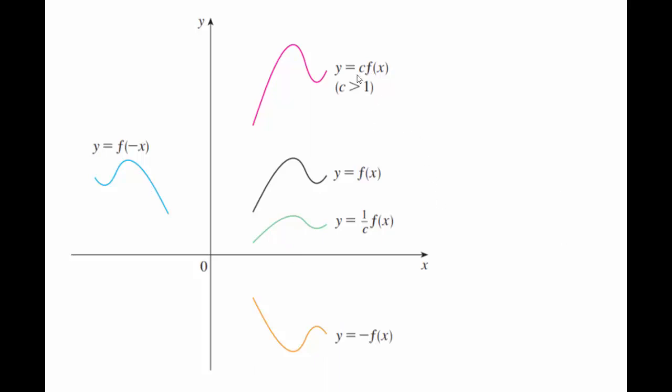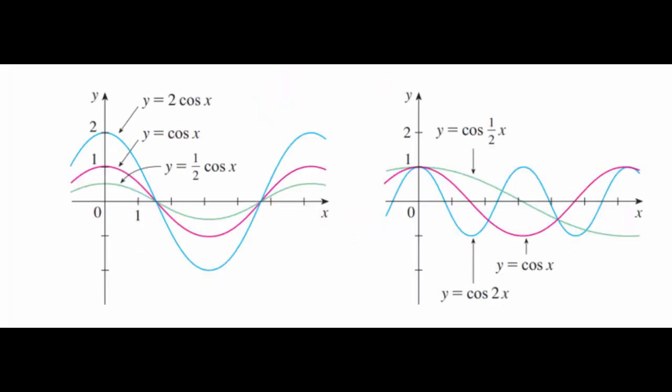If you multiply on the outside by a value c larger than 1, that's like taking each y value and multiplying it, and so that's going to scale it upwards. Meanwhile, if you divide by a value c that's larger than 1, that would be like taking every single y value and dividing it by c, and so that would end up scaling it down towards the x-axis. This set of examples compares and contrasts vertical scaling with horizontal scaling.